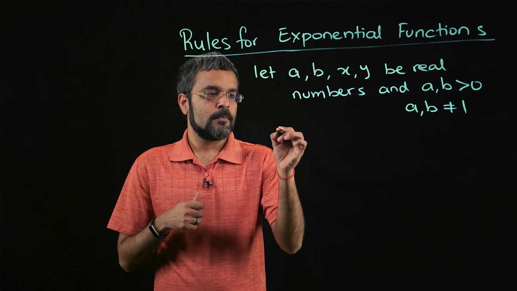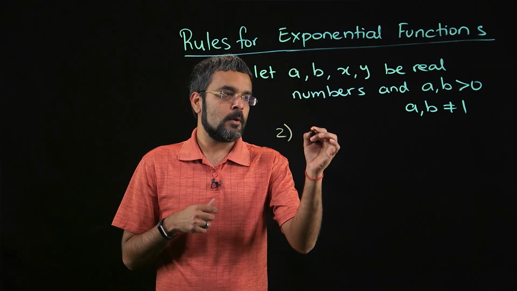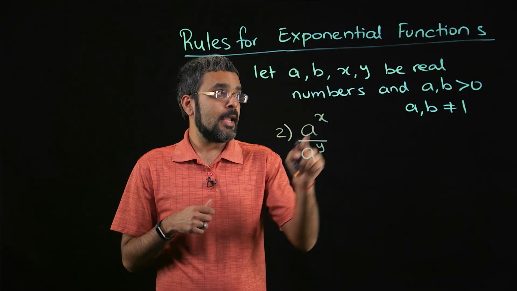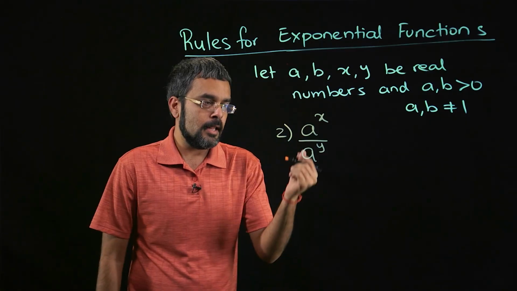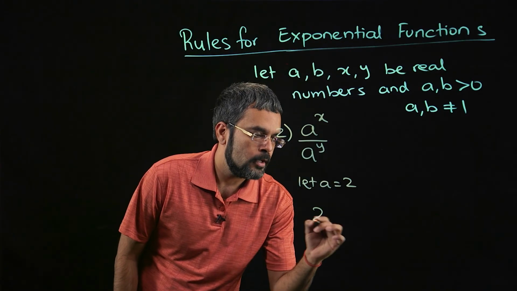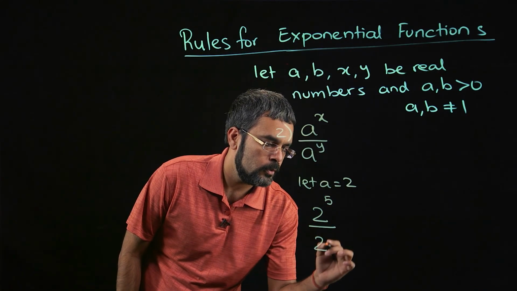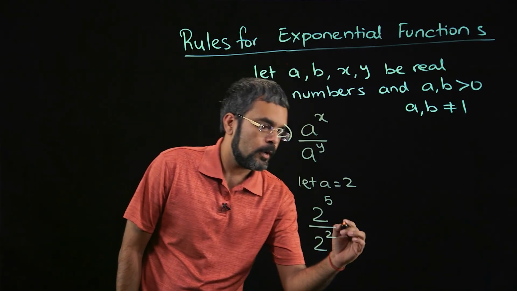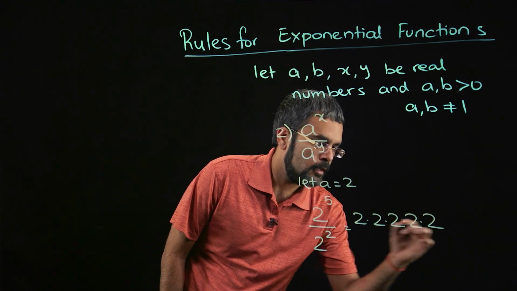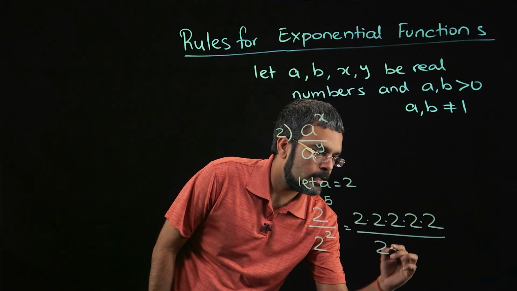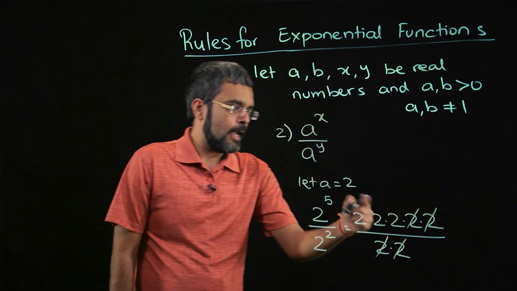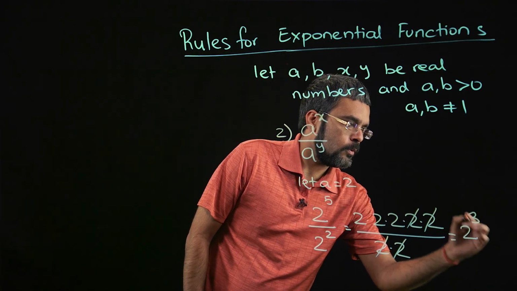Okay, so rule 2. Let's go ahead and explore the following. We want to explore what is a to the x over a to the y. Again, know that a is not equal to 0, so I'm fine here. Let's again take a equal to 2. So I'm going to have, say, 2 to the 5 over 2 squared. Okay, so what does that mean for us? This means I'm multiplying in the numerator 2 by itself 5 times, and then in the denominator, I'm multiplying 2 by itself 2 times, right? So I can cancel these off, and so I'm left with 2 cubed.